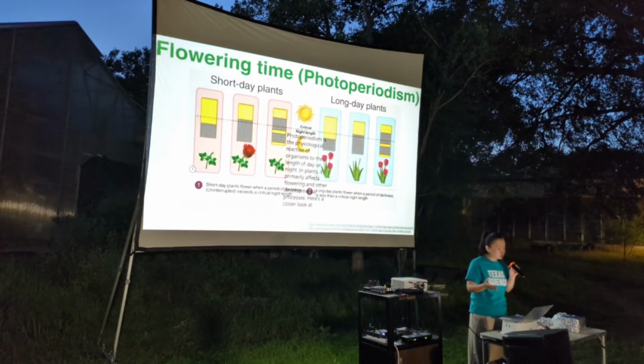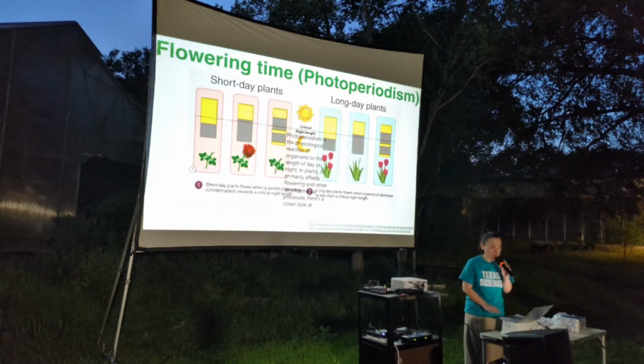But if you put long-day plants into a day length less than 12 hours, with darkness over 12 hours, but during the darkness you give some light, the flower still can open.